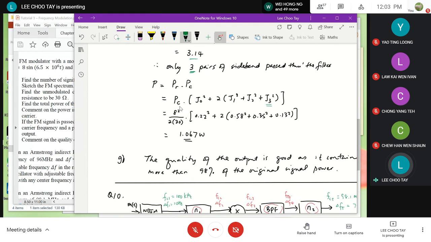To find the power, you just multiply with PC. PC is 8 squared over 2 times 30, isn't it? So you put in the numbers for all the J's, and then you get the power that comes out from the filter being 1.067 watt.